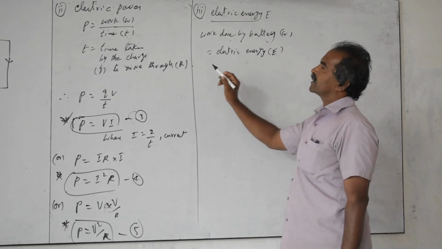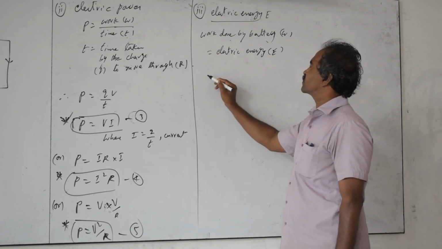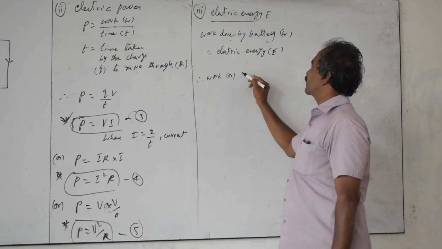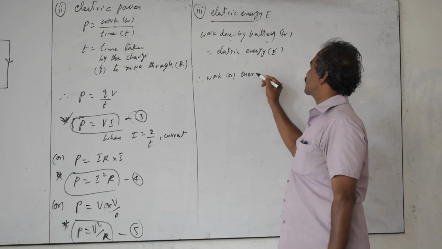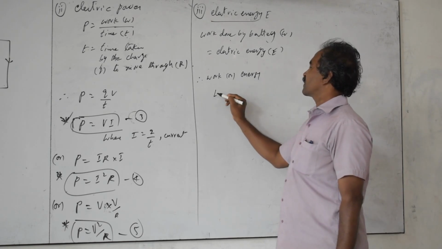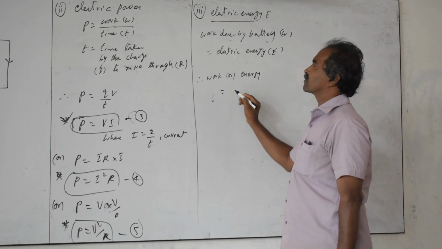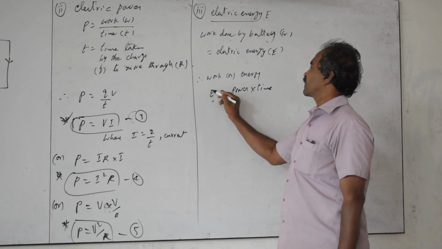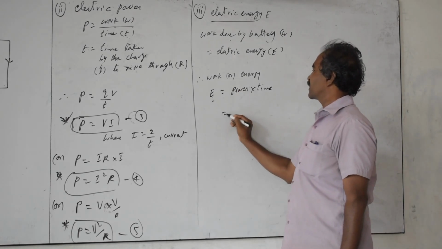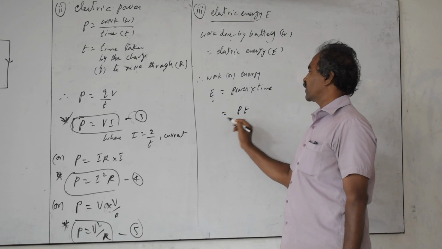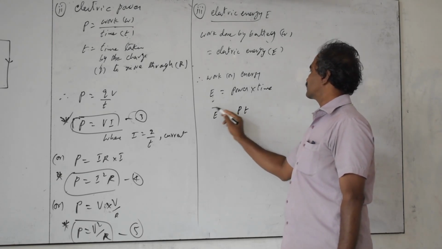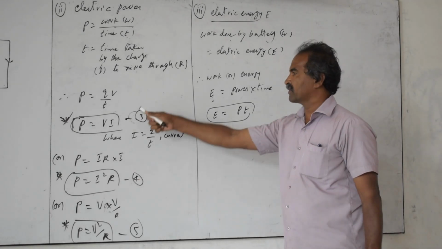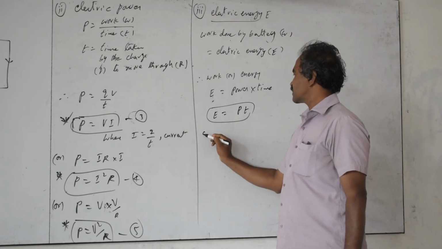So what is the work done? Already we have taken power equal to work by time. So work, which is nothing but electrical energy, is equal to power into time. That is P into T is nothing but equal to electrical energy. And power, already we have got the relationship, three equations.